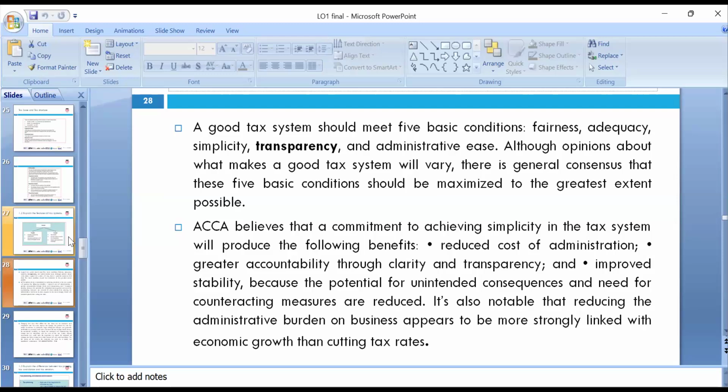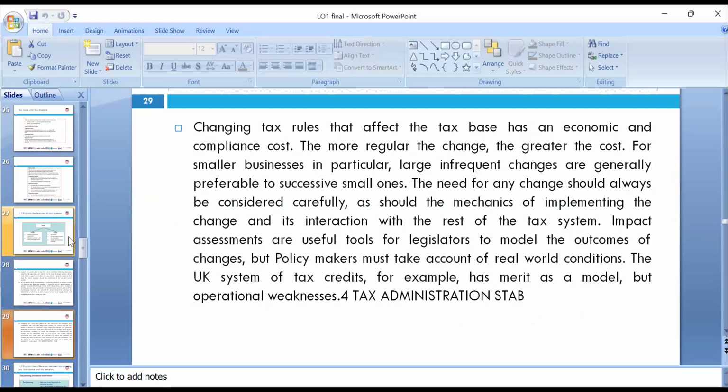It is also notable that reducing the administrative burden on business is strongly linked with economic growth and cutting the tax gap. Changing the tax rules affects tax based on the economics and the compliance cost. The more regular the changes, the greater the cost, particularly for smaller businesses. Infrequent large changes are preferable to successive small ones, and we can look at the change allowed.